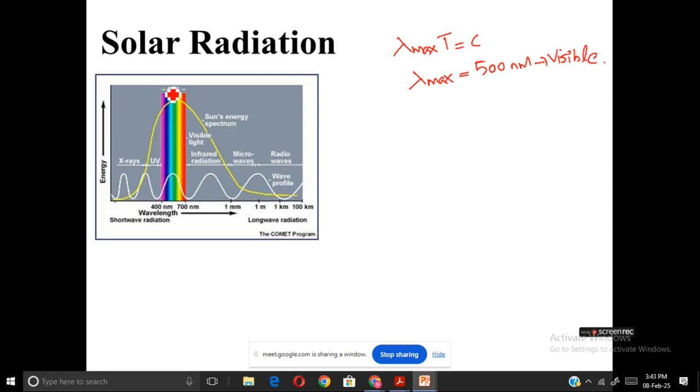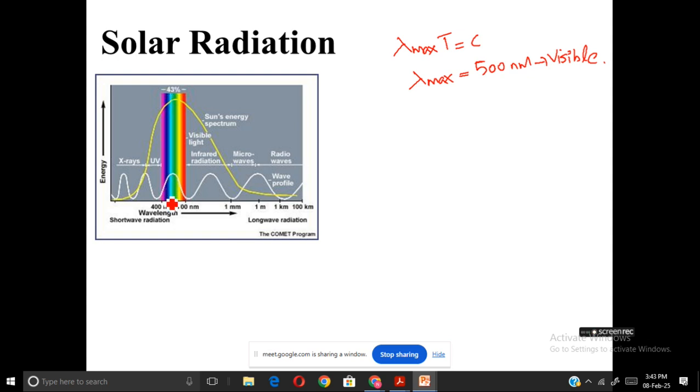So when we look at the solar spectrum, the yellow line shows the energy corresponding to each wavelength in the solar radiation spectrum. We can see that the sun is emitting radiation in all wavelengths, but the energy is peaking in the visible range, which is basically 400 to 700 nanometer, which we also calculated numerically based on Wien's displacement.